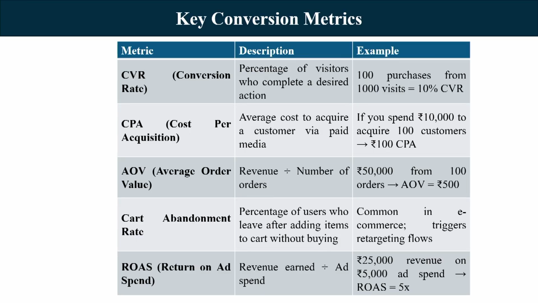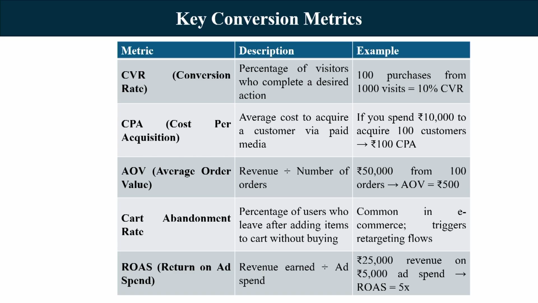Now, let us look at some of the key conversion metrics. So, it starts with CVR, that is conversion rate. What does it mean? It refers to the percentage of visitors who complete a desired action: opening an email, clicking through the given link, signing up, taking up your call, purchasing your product or repeat purchasing your product. So, conversion happens at each of these stages. So, let us say if we are talking about a purchase conversion, let us say there are 100 purchases from 1000 visits, then the conversion rate will be 10%.